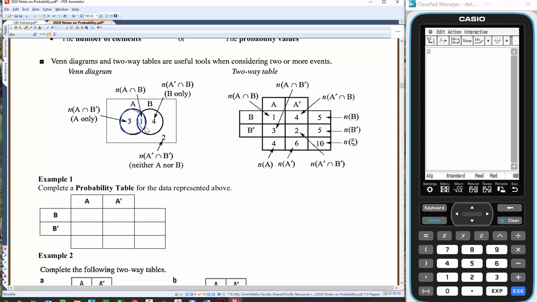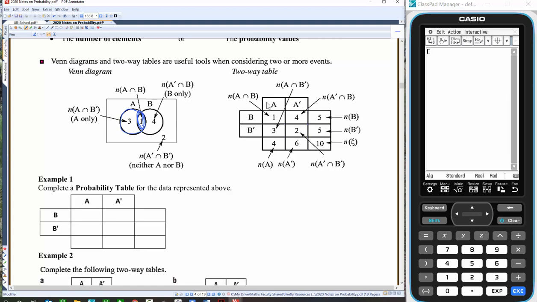So this one here is what we call the intersection. This is the number of elements in A and B. Okay, so they have 1 element in common. This one here is B only. Okay, so this set here, we call that B only or not A and B. And this one here, we call that neither A nor B. So not A and not B.